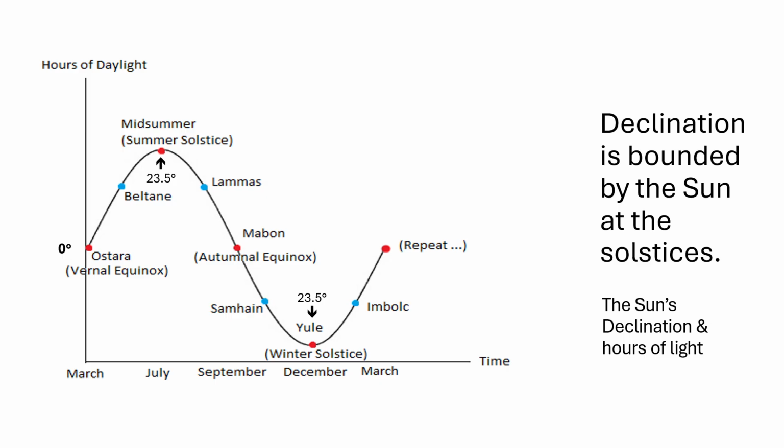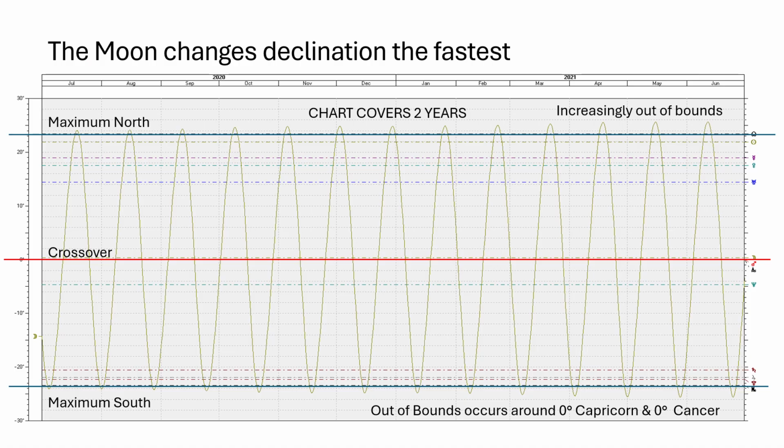but relative to each other, like Lammas and Samhain, would be in contraparallel. They are opposite each other in declination. And this basically repeats every year. Now the moon will change its declination the quickest. So here's just 2 years of the moon going from maximum north to maximum south, going over crossover, increasingly getting out of bounds. The moon has this cycle for 9 years. It gets increasingly out of bounds, and then it shrinks down and goes increasingly to within the bounds and to a minimum position.